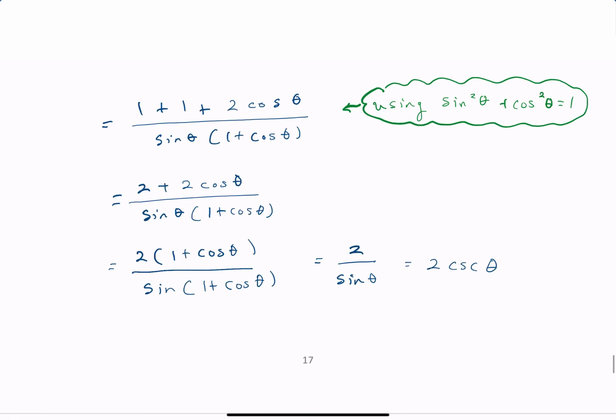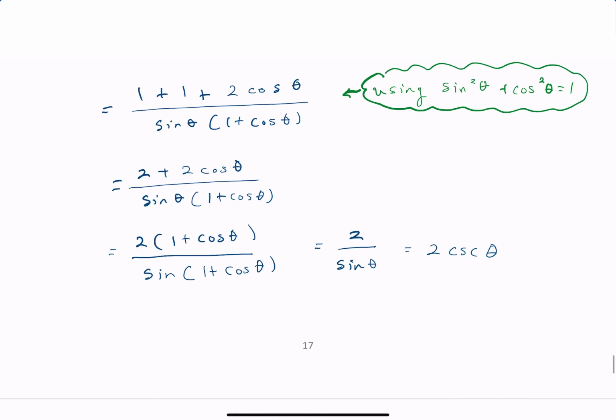I can factor out that 2. That will give 2 times 1 plus cosine of theta over the sine of theta, I forgot the theta there, that's important, times 1 plus cosine of theta. The 1 plus cosine of theta cancels.